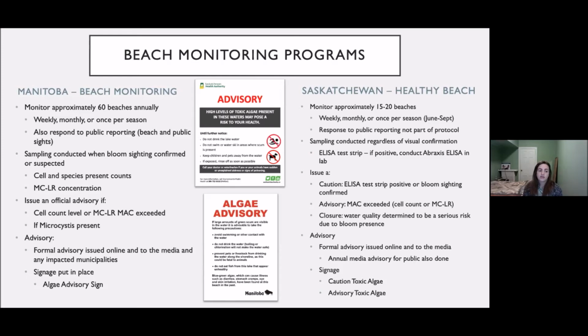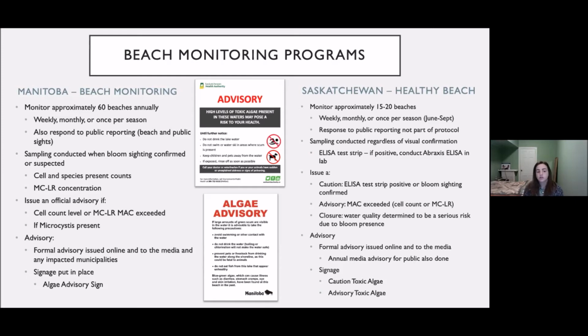So they do cell counts and species present counts. They look at each individual type of cyanobacteria species that's present and count them. And they also test for the recreational water level, which is 20 micrograms per liter. That's the federal recreational water level, where the guideline was developed by the federal government and has been picked up by several of the provinces, Manitoba and Saskatchewan being two of them.